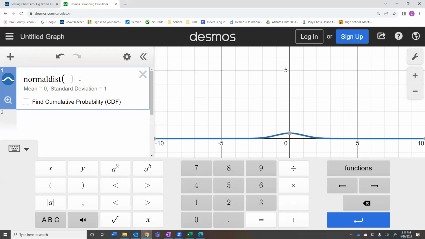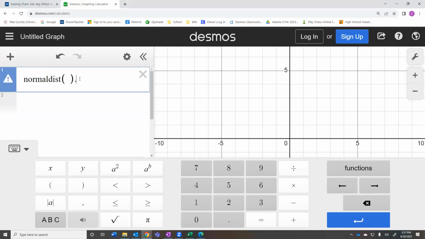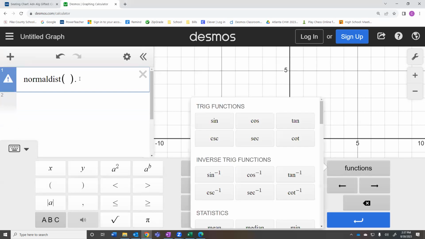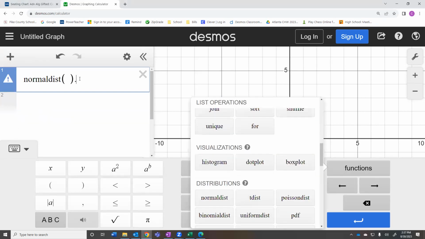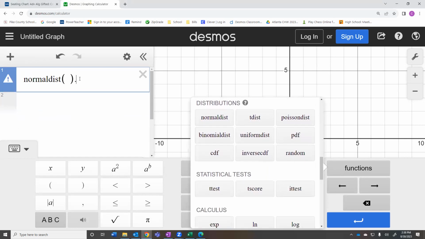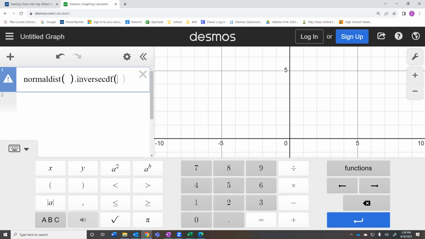Now, in order to go backwards, we're going to hit the decimal or period, and we're going to use another function. So we're going to go back to functions, right? We're going to go back to distributions. And we're going to click on the one that says inverse CDF. So what's like the inverse of adding 5? Subtracting 5. What's the inverse of giving you the percentage? Well, giving me the z-score. So I'm going to click on the inverse CDF, but you have to make sure you put the period in between these two things. So far, so good.